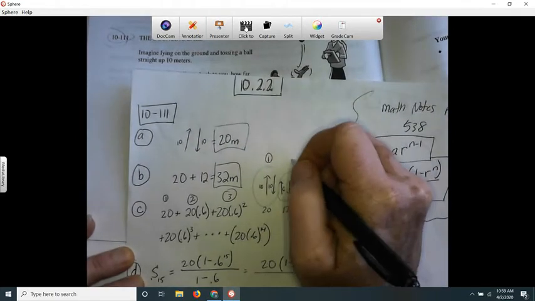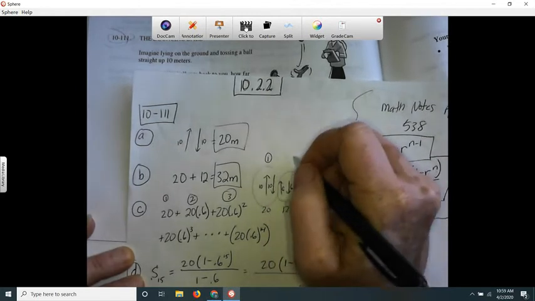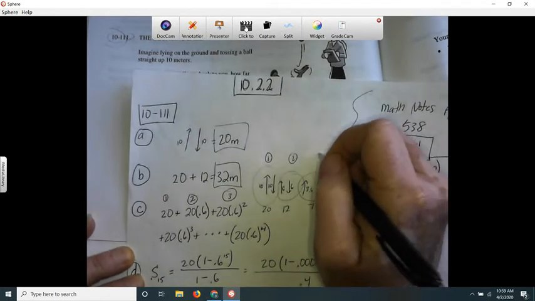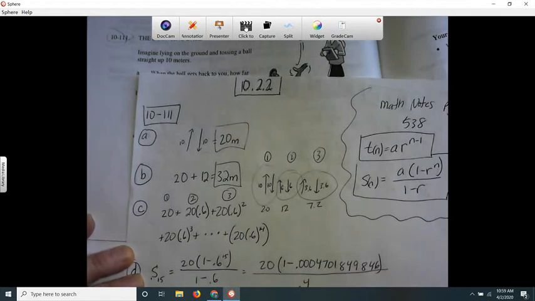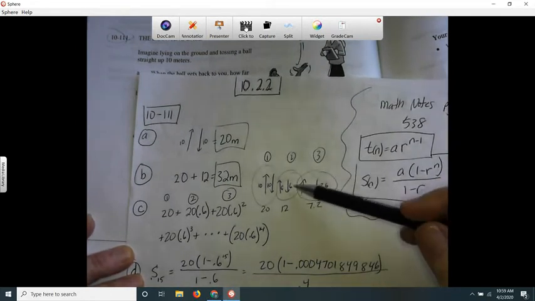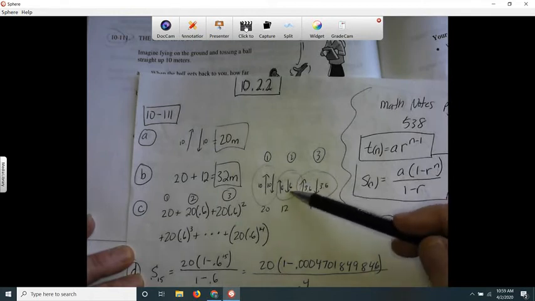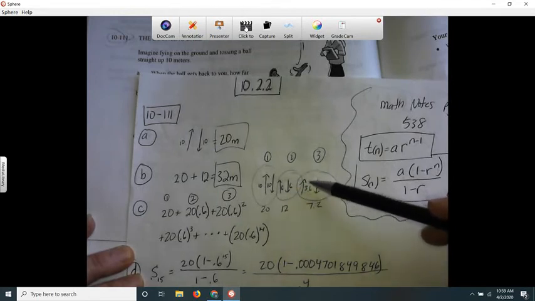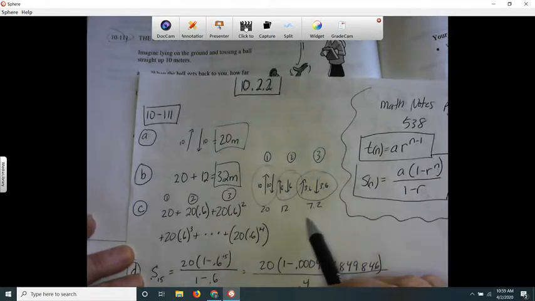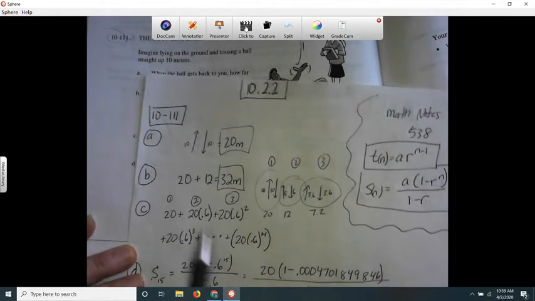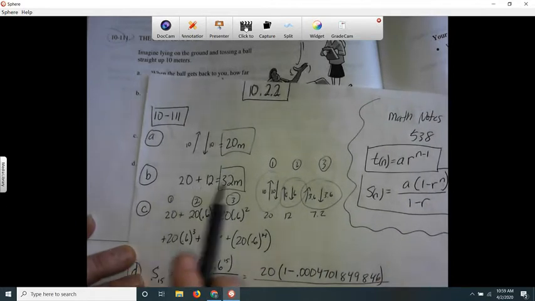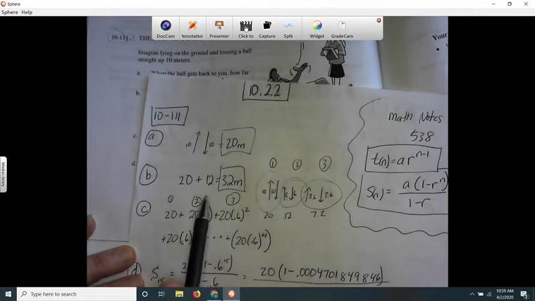So this first term is 20. The second term is 12. If I did let it bounce again, 60% of 6 is 3.6. It'd go up and down by 3.6, so it would really be 7.2. So we have 20 plus 12. They're only asking about the first two, if you threw it up, let it bounce, and then let it come back to you. Then you would have 32 on letter B.